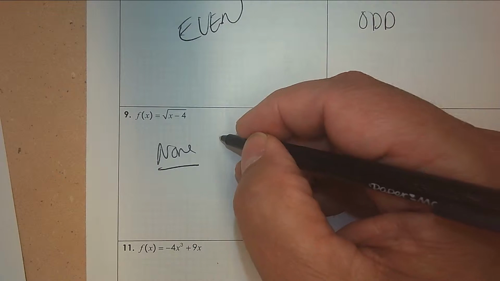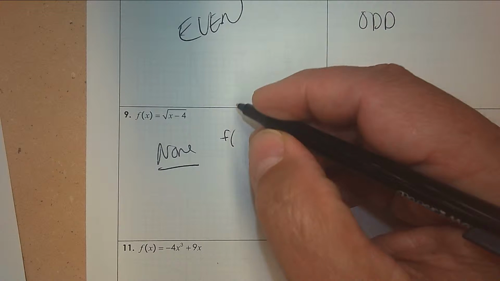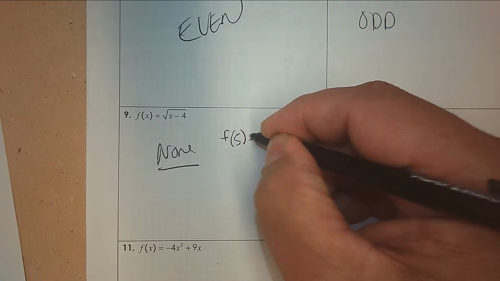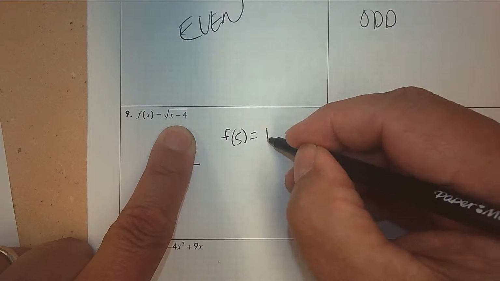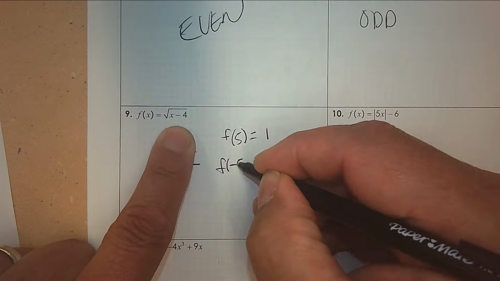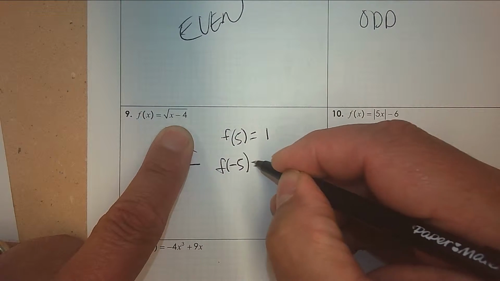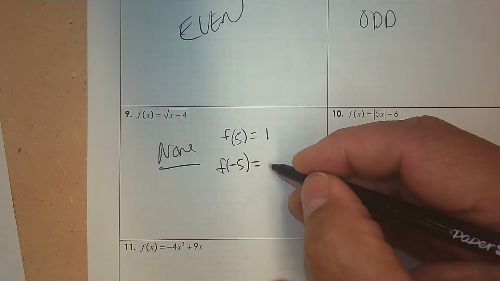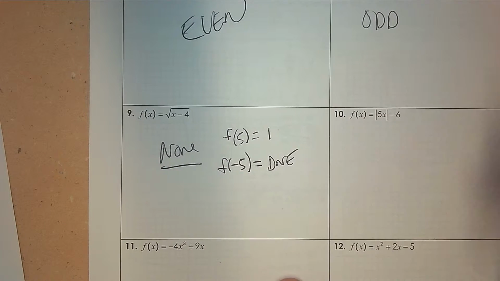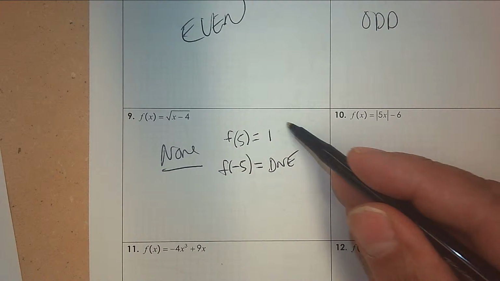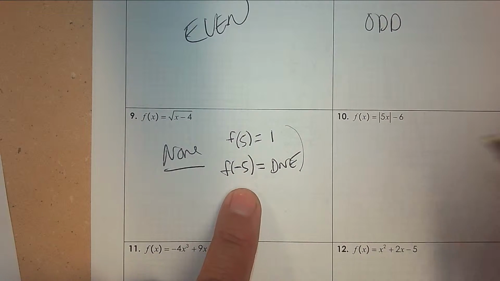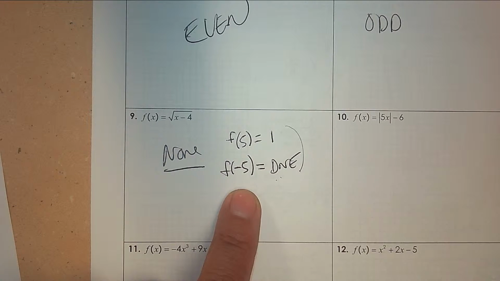If I do an informal test, so if I plug in like 5, so the square root of 5 minus 4, that's 1. If I plug in negative 5, it should give me the opposite answer. But if I plug in negative 5, you get negative 5 minus 4, and it's imaginary, so it doesn't exist. If this was an odd function, then this answer would have been negative 1.